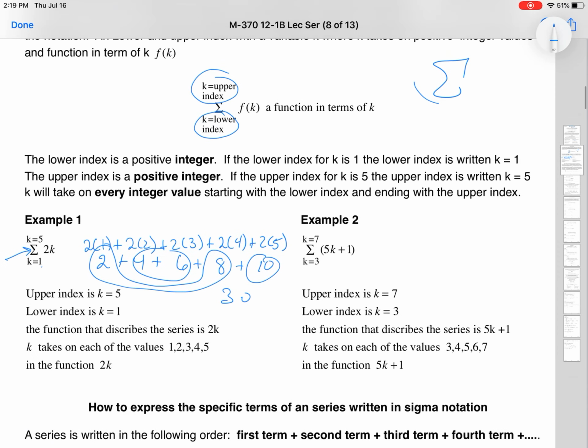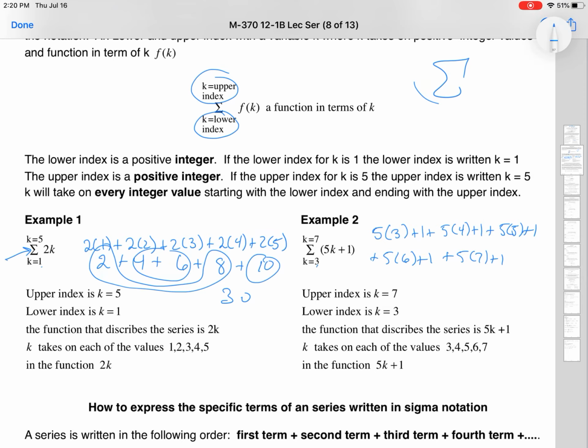And then what's happening here? Well, we got to add, starting with k equals 3. So now we got to take 5 times 3 plus 1, plus 5 times 4 plus 1, plus 5 times 5 plus 1, plus 5 times 6 plus 1, plus 5 times 7 plus 1. So you can see that this would be a problem if it went from 3 to 70. That would not be fun. There's got to be a better way, and there is. We'll see what they present to us.